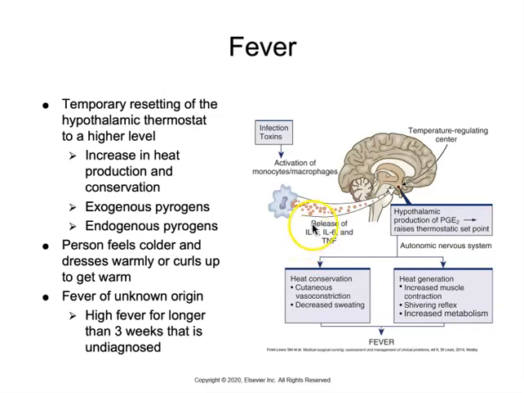So I'll just give some examples here. You don't have to memorize this, but interleukin 1 is going to be one of our major fever inducers. It stimulates the hypothalamus. IL-6 is going to amplify that fever response, and our TNF is going to initiate the inflammatory response and also promotes a fever. So sometimes we have a fever of unknown origin, high fever for longer than 3 weeks that is undiagnosed, and we're talking about higher than a temperature of 101 degrees Fahrenheit. And I believe this is unrelated to a release of pyrogens.